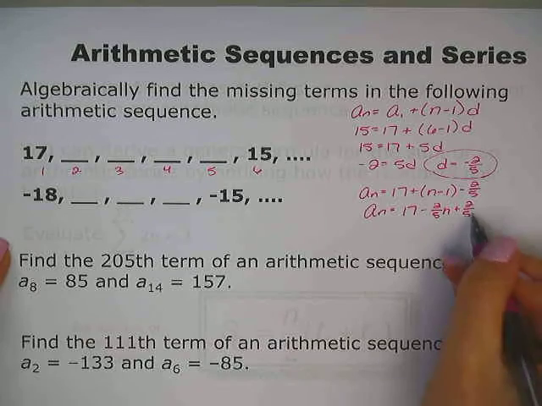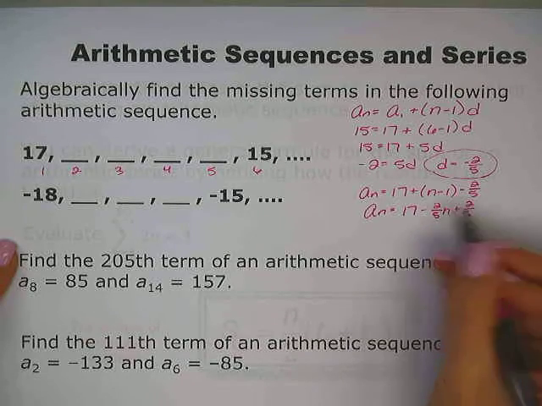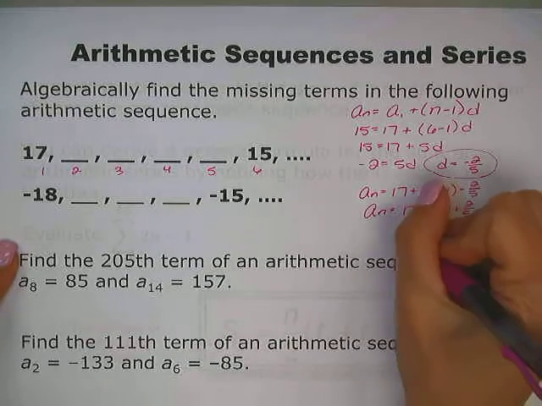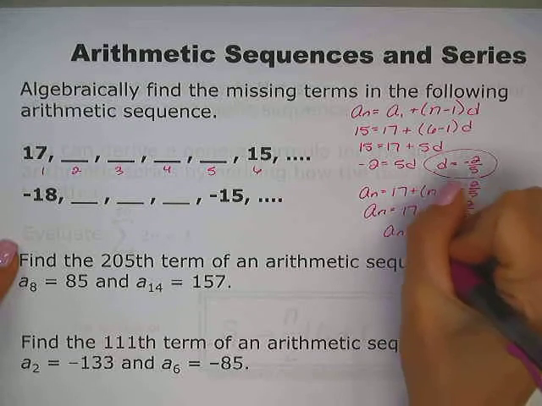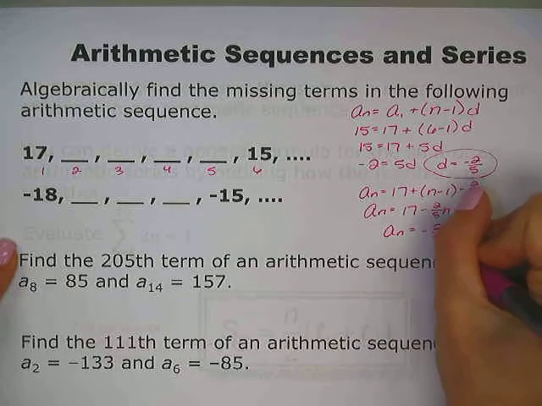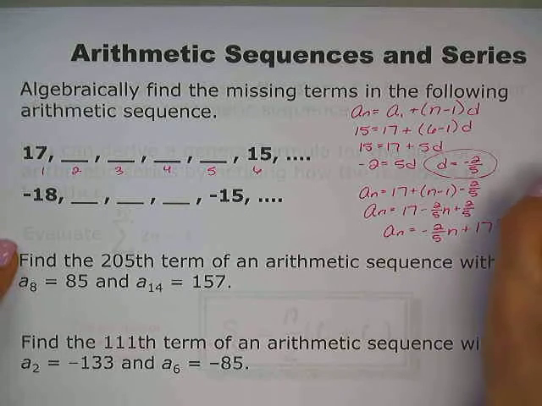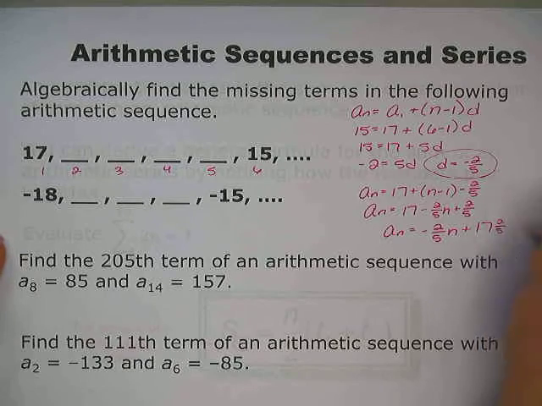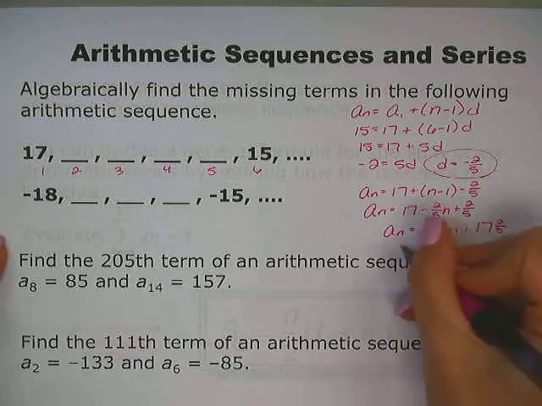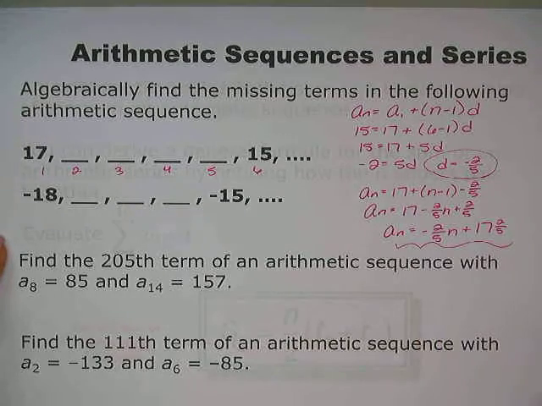Well, if I want to change these all to fifths... no, I guess I don't have to. So I'll get A sub n equals -2/5 n plus 17 and 2/5, or 17 times 5 plus 2 over 5. So you can keep it as a mixed number. Improper fraction doesn't make a difference. This is the explicit rule.